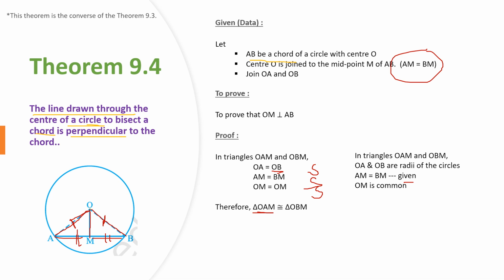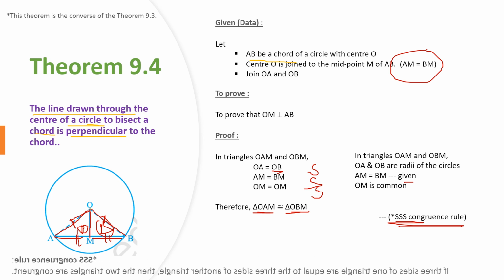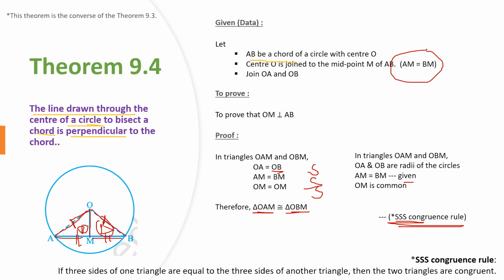So now triangle OAM, triangle 1, is congruent to triangle 2. It means triangle OAM is congruent to triangle OBM. We proved it. By what rule? By the SSS congruence rule of triangles. Okay, we proved it. Then what is the next one? Very important is CPCT. What is CPCT? Corresponding parts of congruent triangles are equal. That's the CPCT, right?